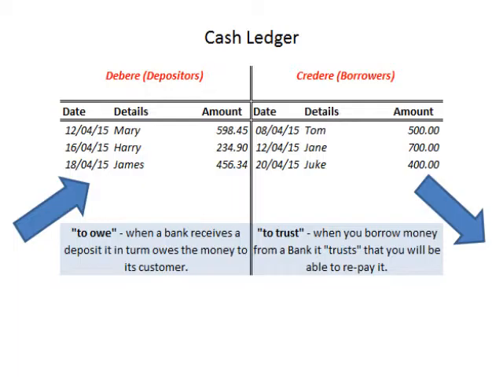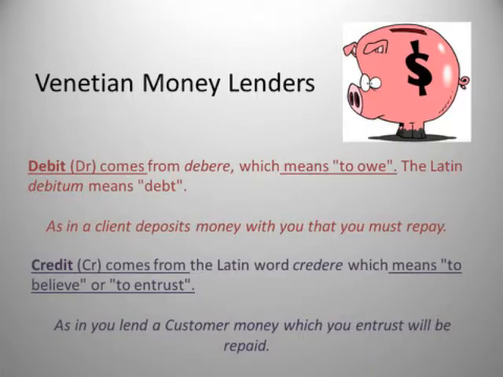Now, the term debere actually means to owe, which sounds a bit strange, but if you think about it, if someone was to deposit money with you as a money lender, you then owe them that cash. The other side of it was credere, and that basically means to entrust. This was for the people who would borrow money from the moneylender, and the moneylender would entrust them to repay it. So that's where the Latin roots of what we today know as debit and credit arise from.